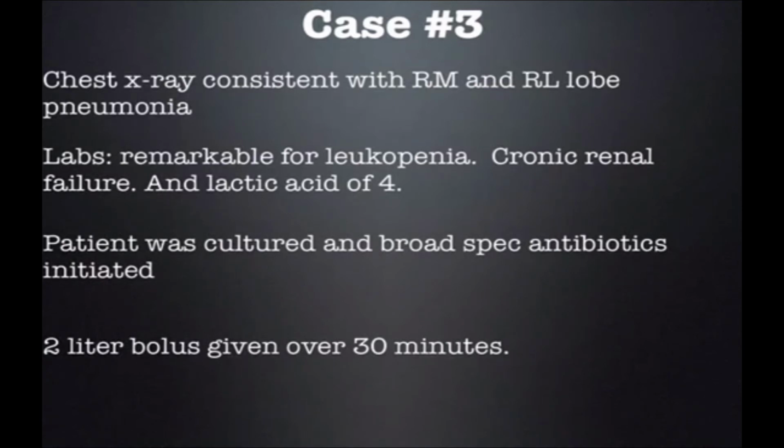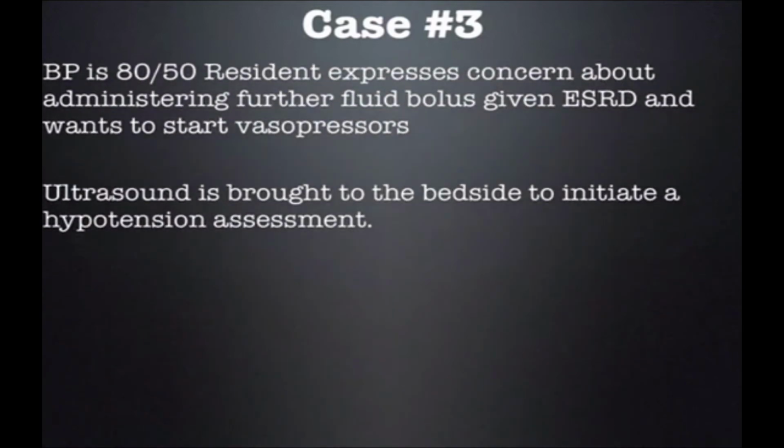Labs were remarkable for leukopenia, chronic renal failure, and a lactic acid of 4. Patient was cultured and broad-spectrum antibiotics were initiated. A 2-liter bolus was given over 30 minutes. Now, after this, the blood pressure was 80/50. And the resident expressed concern about administering further fluid boluses given the end-stage renal disease and wants to start vasopressors.